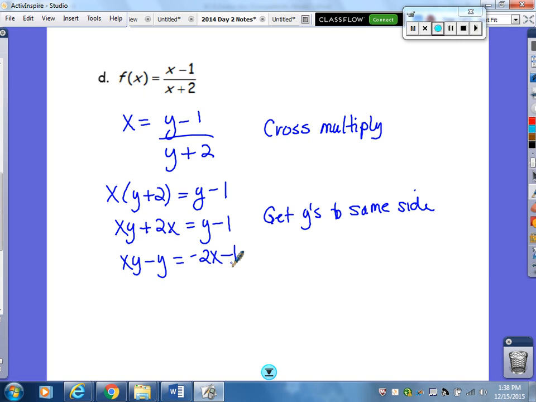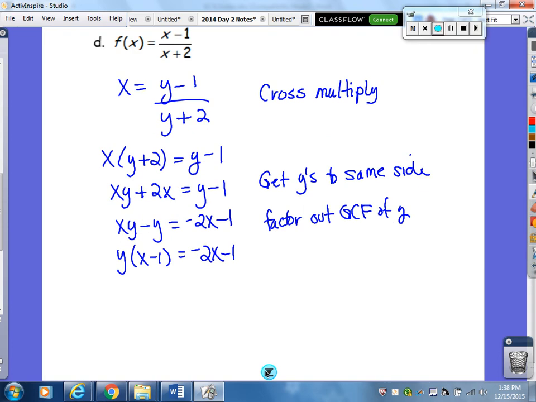All right, I'm solving for y, so let's factor out a y. So factor out the GCF of y. And then remember, I want to get y by itself, so that means I'm going to divide by that x minus 1. Okay, so there's my final answer.